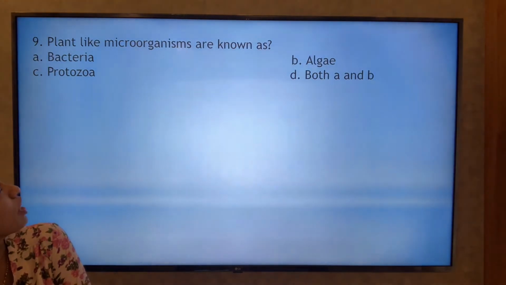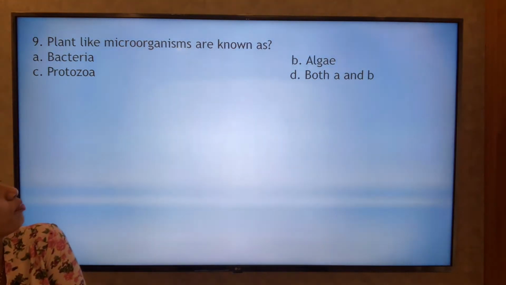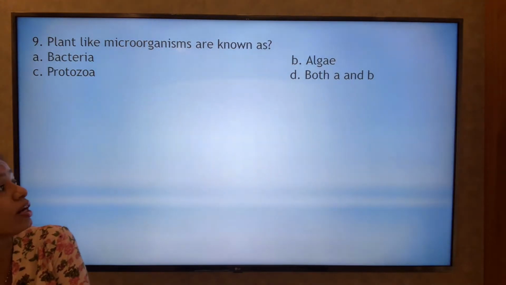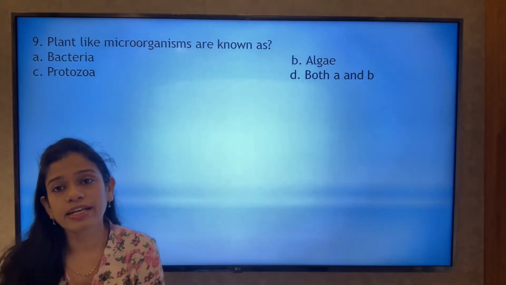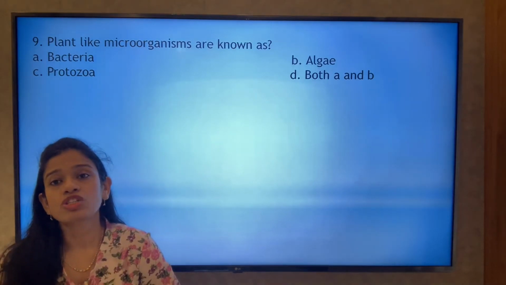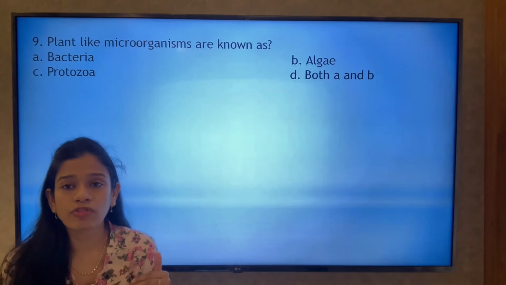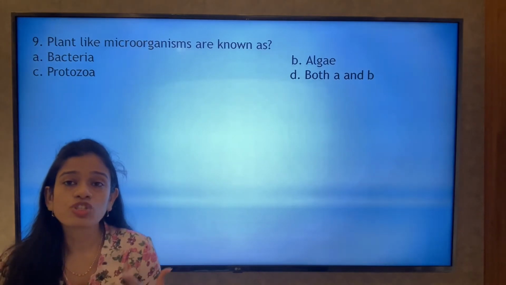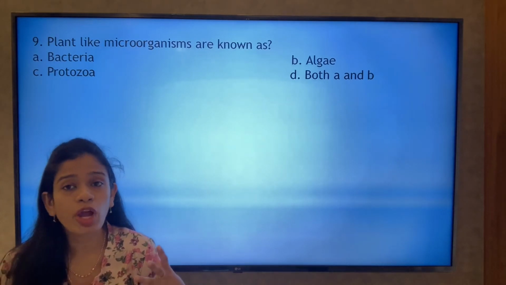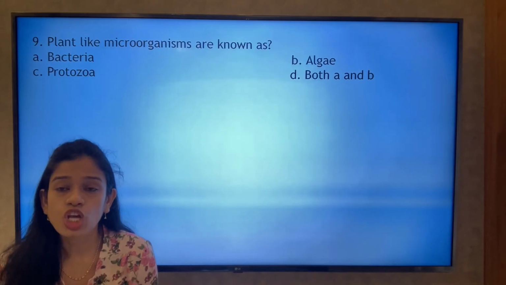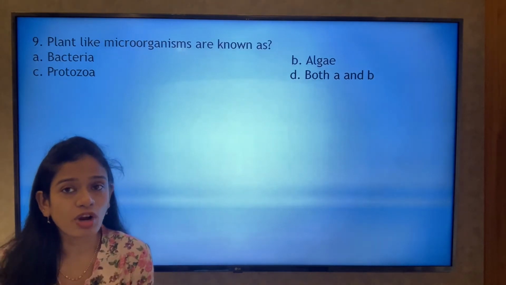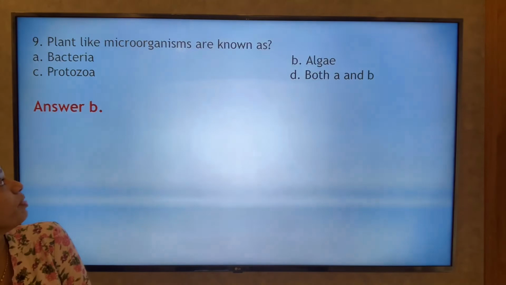Plant-like microorganisms are known as bacteria, algae, protozoa, or D, both A and B. So the correct answer is option B, algae. It is not bacteria or protozoa. The plant-like organism is similar to the plants. It consists of chlorophyll, and so they are autotrophic in nature, but they do not have differentiated stem, roots and leaves like that of the plants. So it looks plant-like, but it is exactly not a plant. So the correct option is answer B, algae.